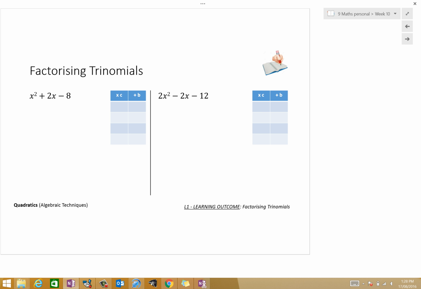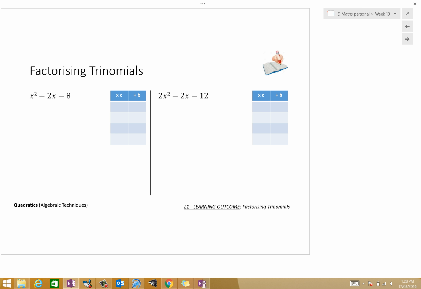Now I'm going to pause this, and I'd like you guys to have a go at this. Remember, for the first one, I need two numbers which multiply to give negative 8, and they add to give positive 2. And for this one, I can't do that because this is what we call a non-monic trinomial. So what we have to do in this case is take 2 out as a common factor. Have a go at those.